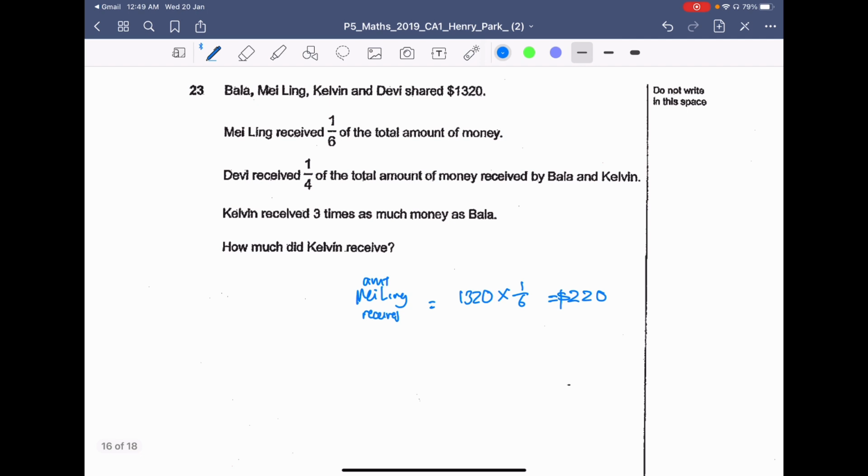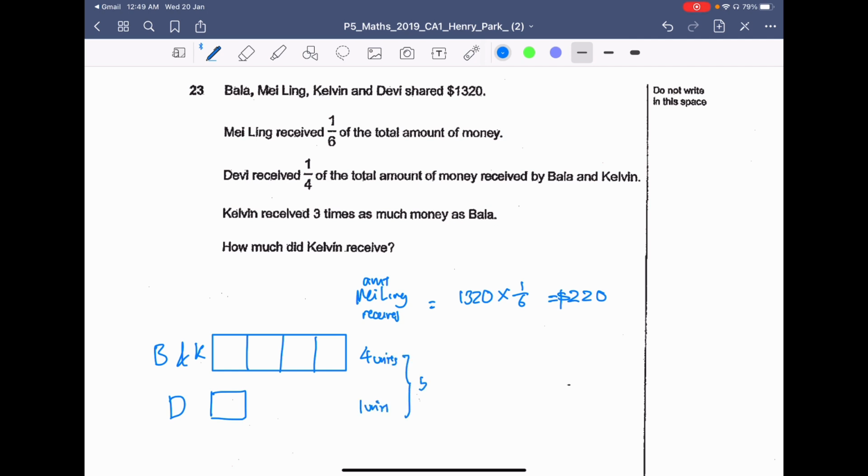Third line, Devi received 1/4 of the total amount of money received by Bala and Kelvin. So we draw a model. I represent Bala as B and Kelvin as K, Devi as D. So total, there are 5 units remaining. So 5 units is basically 1,320 minus the amount Mei Ling has, which is $1,100.